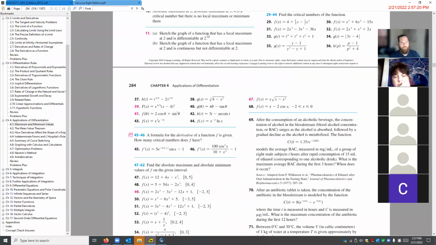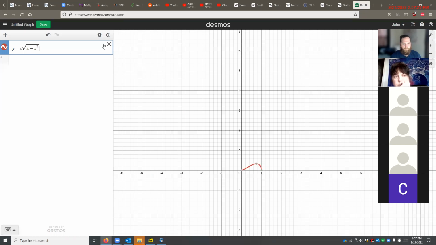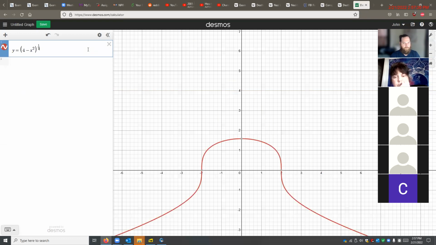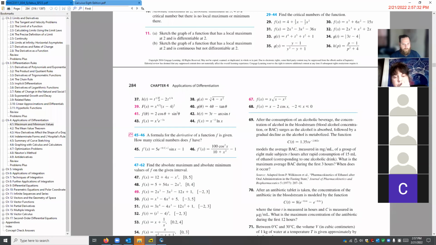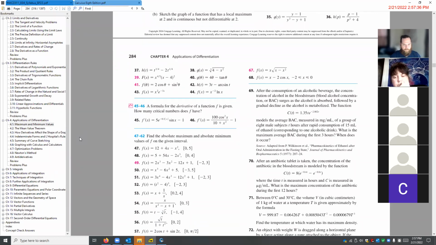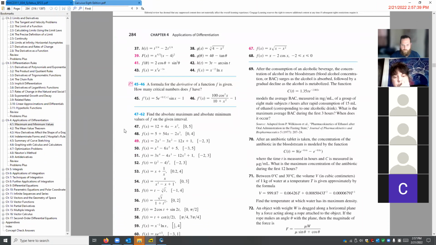Okay, well. Cube root of 4 minus x squared. No, no, nothing there either. All right, I'll ease back on that then. I will not push you there because I can't give you any homework with that.